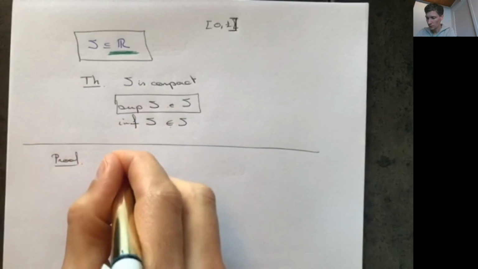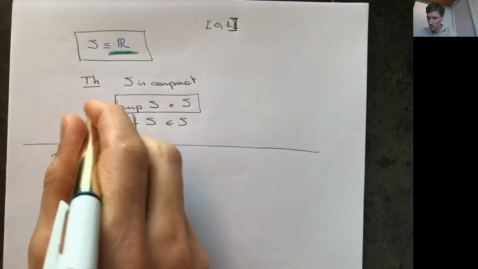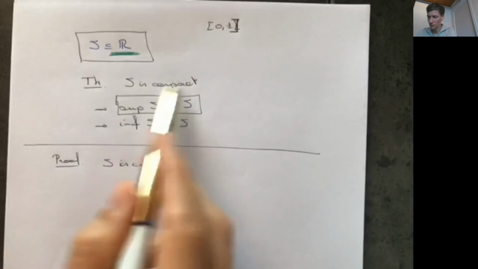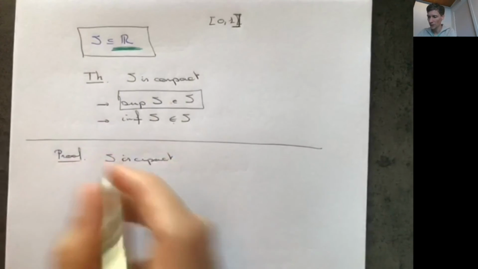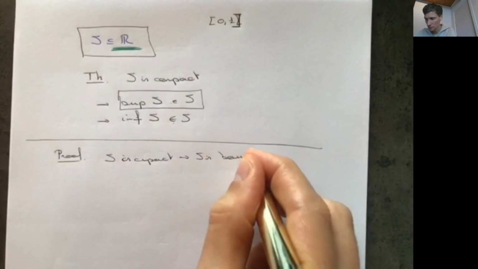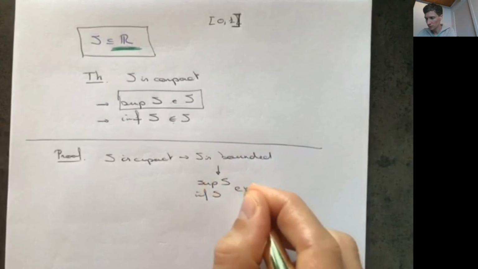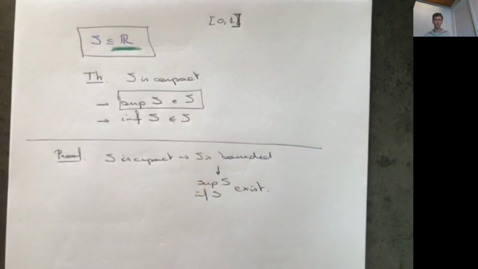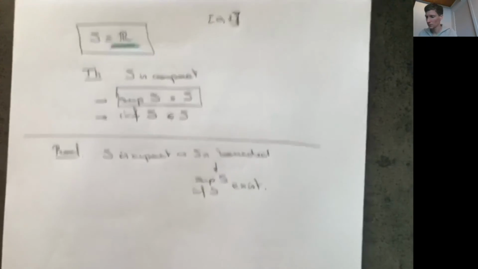So we know that S is compact, right? So basically, if S is compact, then the supremum is in S, and then the infimum is in S. So S is compact, so S is bounded, which means that sup S and inf S exist, right? So that's the first thing we need to check, otherwise this doesn't make any sense. You cannot talk about supremum if it doesn't exist.